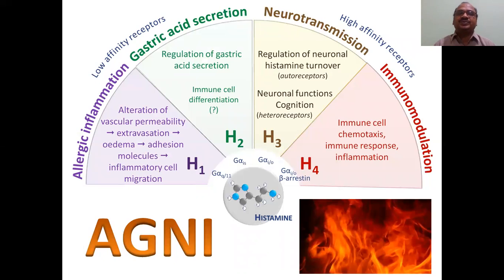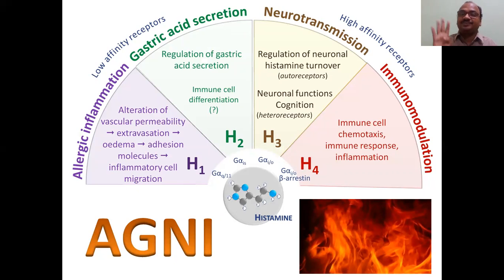Next, H2: gastric acid secretion. Acidity is produced by the H2 receptors. Keep in mind, it is very, very important; it has appeared a number of times. H2: acidity. H3: neuronal transmission, that is neurodegeneration. It damages the neuron. H4: immunomodulation. It modulates the immune system itself. H4 is very dangerous for the immune system.